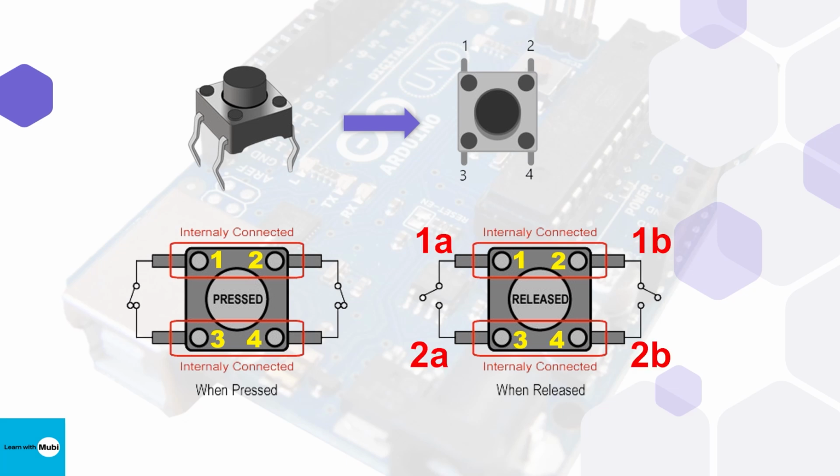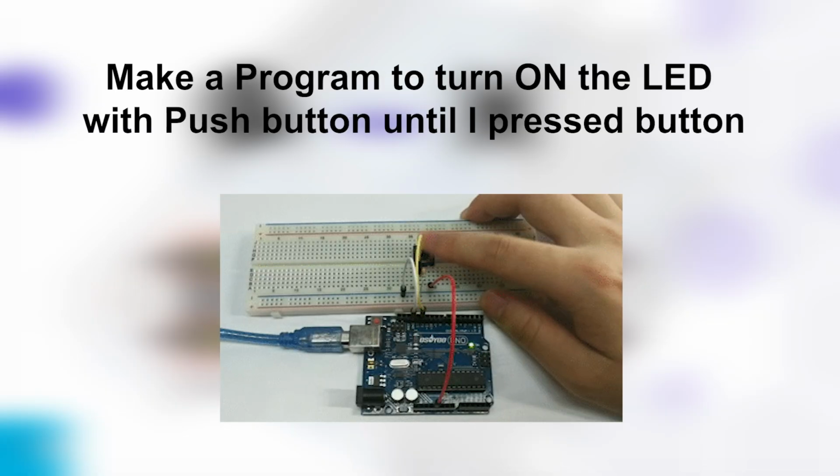In Tinkercad, the button has pin numbering like pair 1 has 1A and 1B contacts, while pair 2 has 2A and 2B contacts. If you look carefully, you'll get to know that the button is available between 1A and 2A contacts and 1B and 2B contacts. Let's make a program to turn on the LED with a push button to understand how it works.